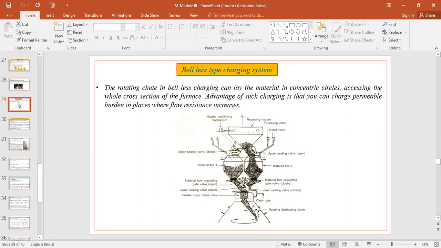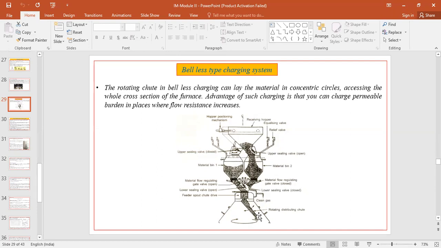So with this kind of arrangement, you have a provision for the uniform distribution of the burden inside the blast furnace from the periphery towards the center. Whenever you want to charge the raw material at the center part, you just tilt the rotating chute a little bit, so that the raw material can be charged at a particular location. Wherever you want to charge the raw material, you can incline it in such a way that the raw material will fall at that particular location. So the raw material is actually charged into the blast furnace in concentric circles.